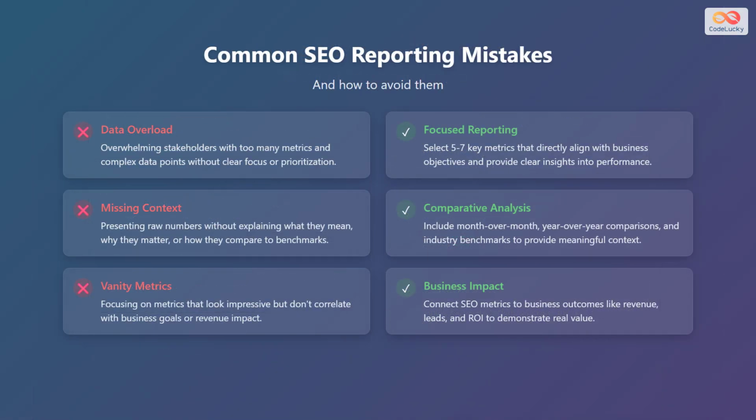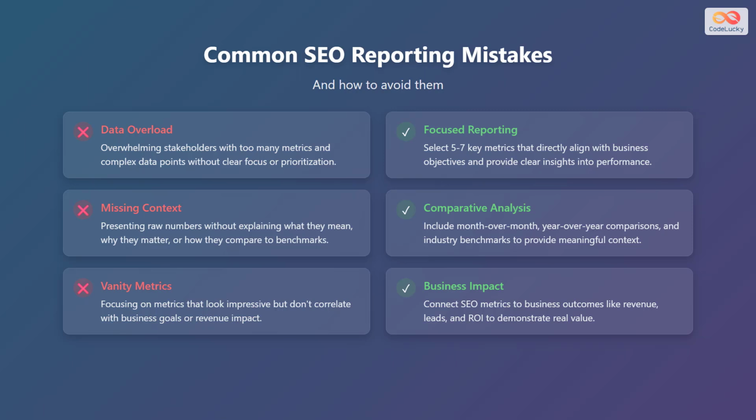Let's explore common search engine optimization reporting mistakes and how to avoid them. First mistake is data overload, which involves overwhelming stakeholders with too many metrics and complex data points without clear focus or prioritization. A solution for this is focused reporting, selecting 5 to 7 key metrics that directly align with business objectives and provide clear insights into performance.